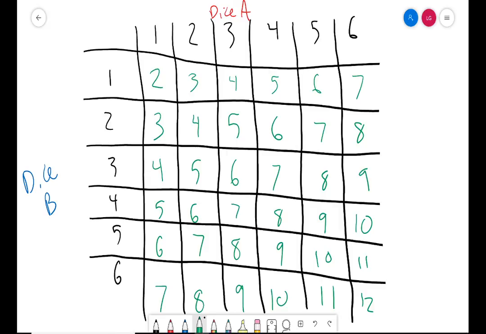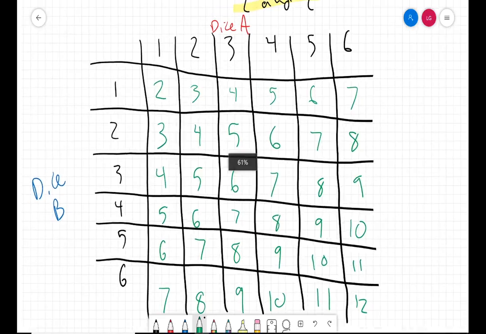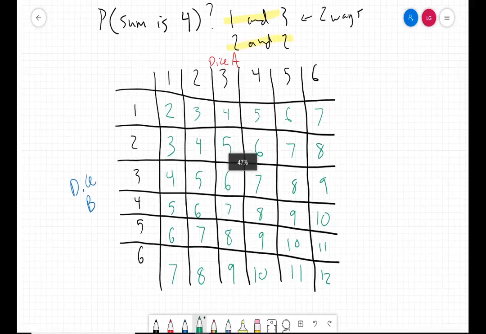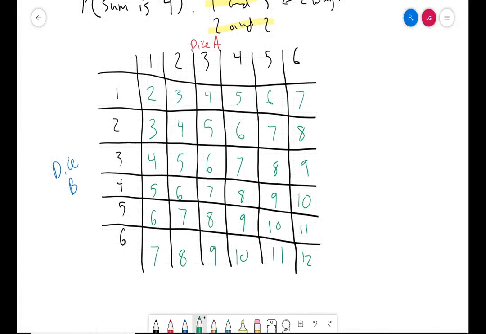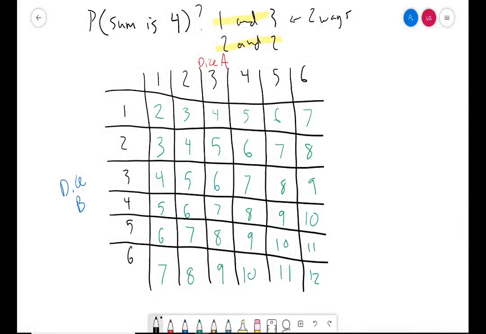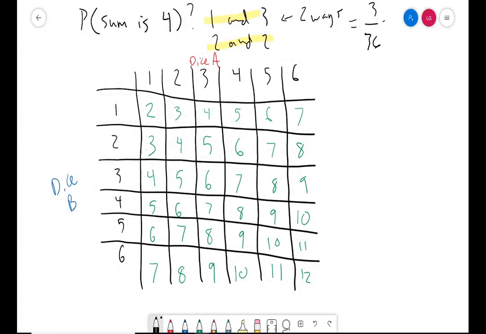So we can answer questions from this pretty well. Shrink this down. You can see the probability that the sum is a 4. There are 3 possible ways to get a 4. 1 and 3, 2 ways, right there, right there. 2 and 2, 1 way, right in the middle there. So this is going to be 3 out of 36, which is 1/12.